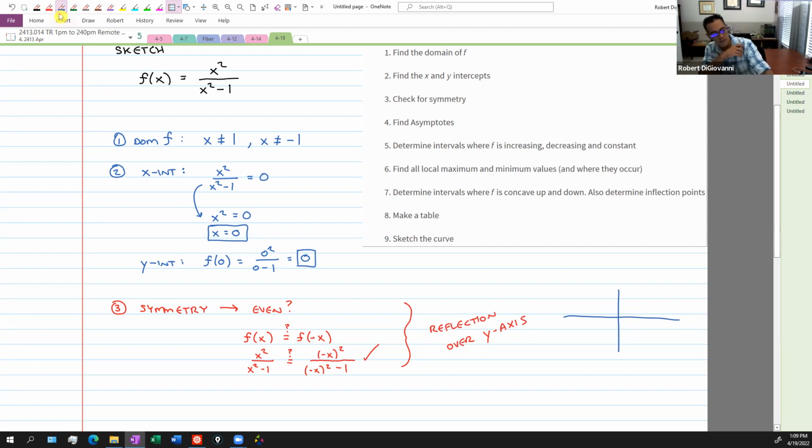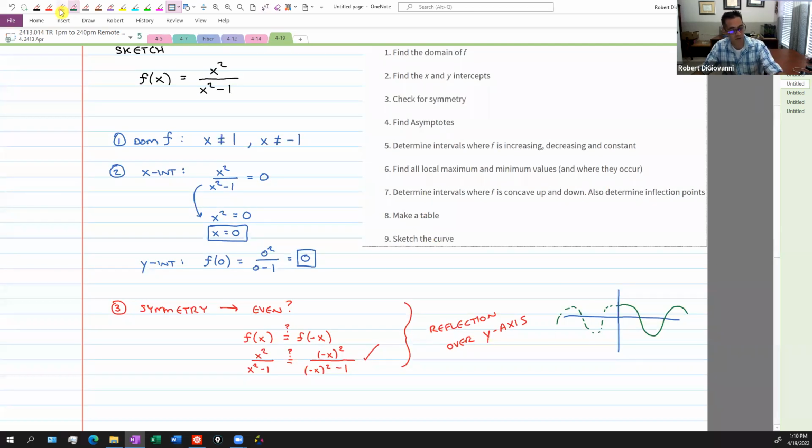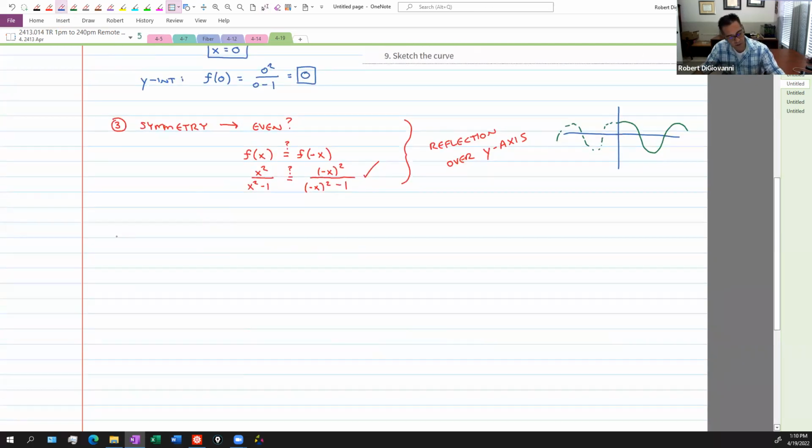Cosine looks like this. And so if you reflect that over the y-axis, it would land right on top of itself. So it's an even function. I'm just giving you an example of an even function. So when we graph this, we should expect to see the same thing happen. All right, asymptotes. So step 4, I want to find the asymptotes.